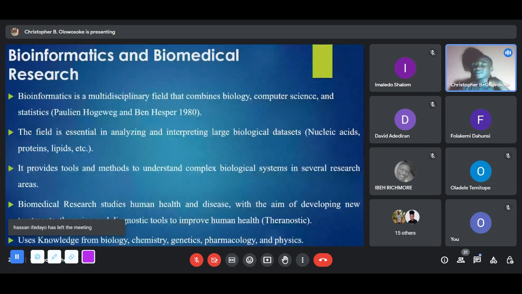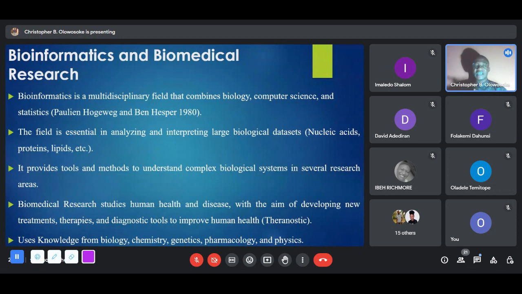Now, bioinformatics, we all know that bioinformatics is an emerging field in biotechnology that is the art of the modern biological research of today. So this field, from what I have on my slide, is a multidisciplinary field that combines biology, computational science, and statistics. And this was coined by Pauline and Ben in the year 1980.